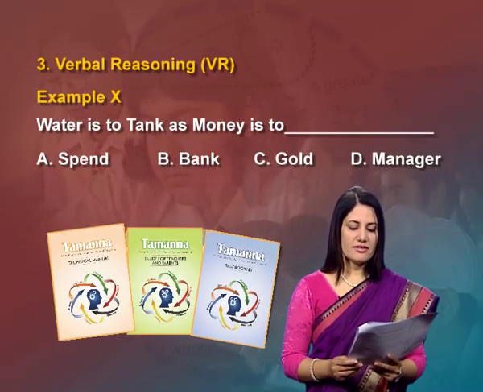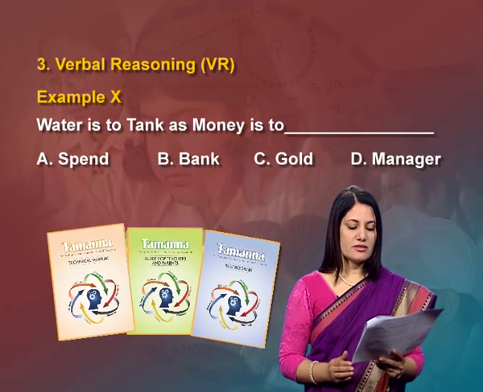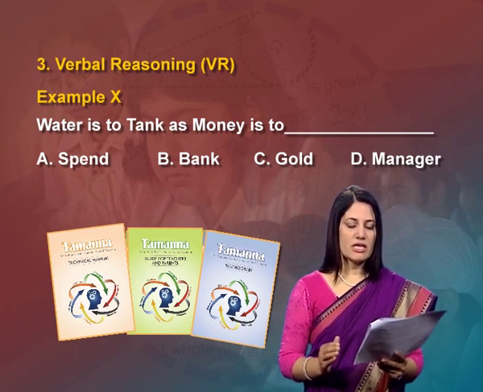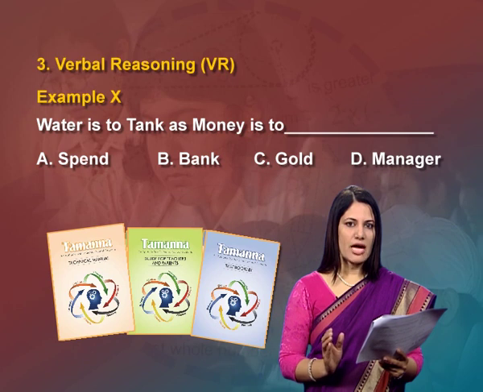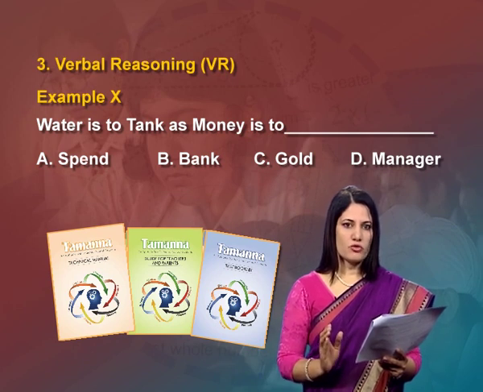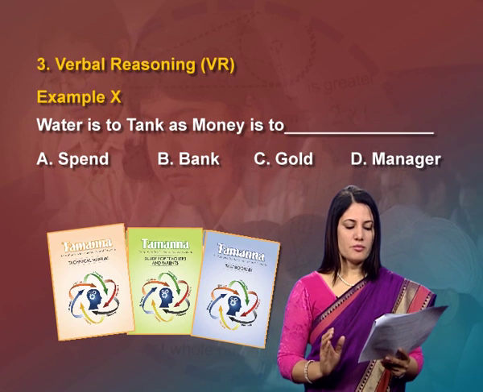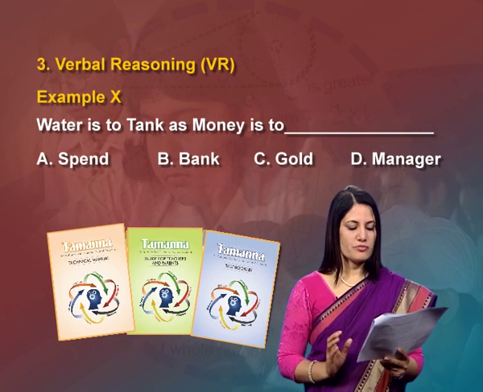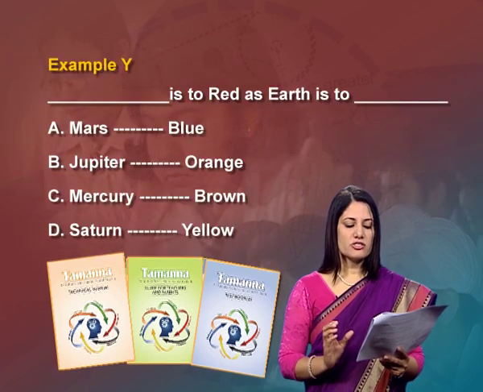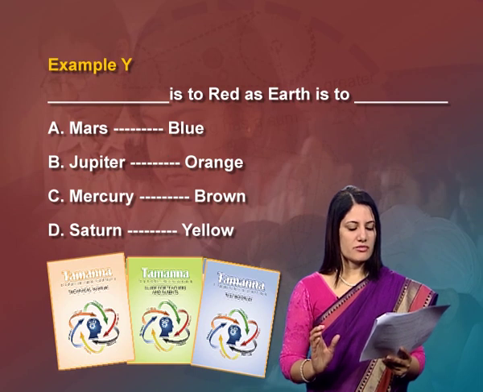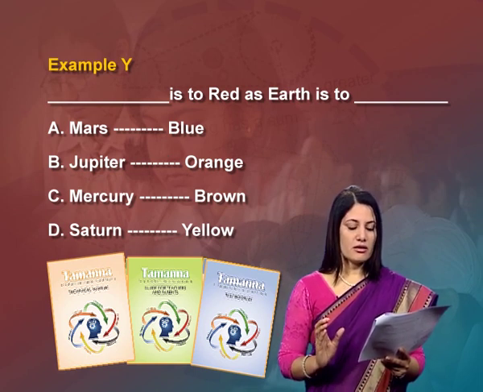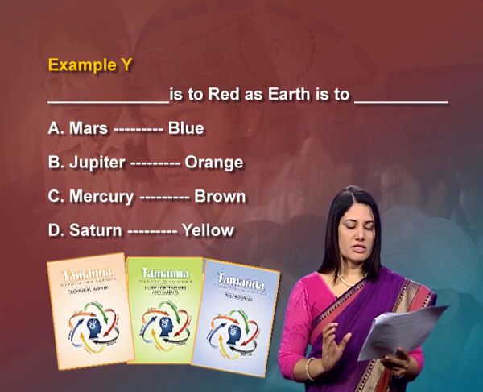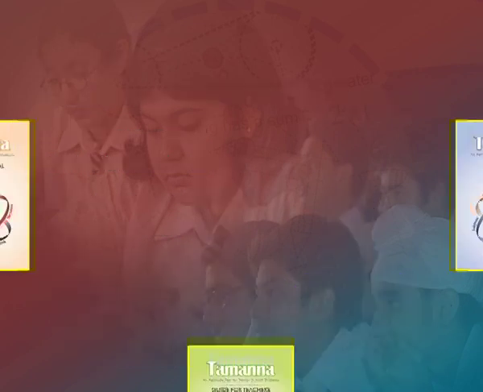As you can see in the slide, example X: water is to tank as money is to dash. Now, the student has to select out of four options which one will be the right one: spend, bank, gold, manager. As we store water in a tank, money has to go into a bank. So, this is the logical relationship. Example Y: dash is to red as earth is to dash. Mars is known as red, Earth is blue. So, the right option is A, Mars and blue.